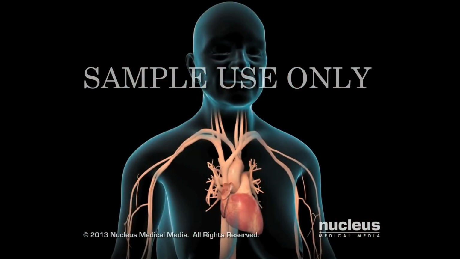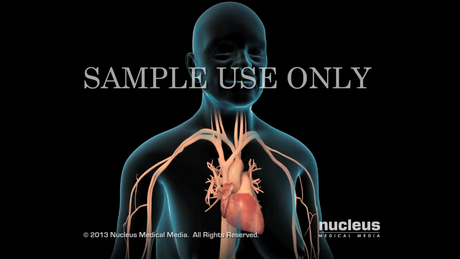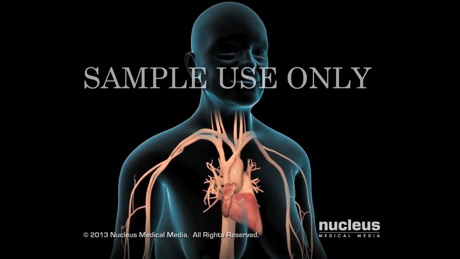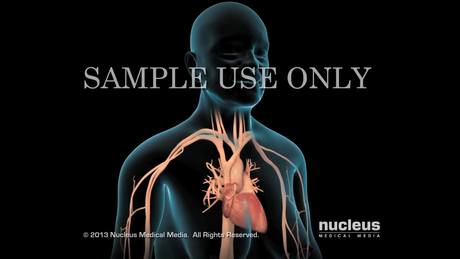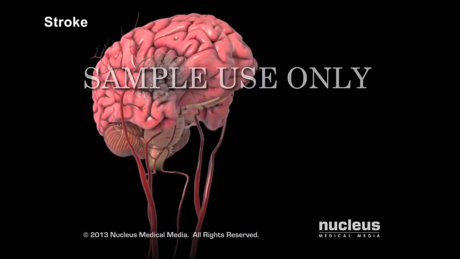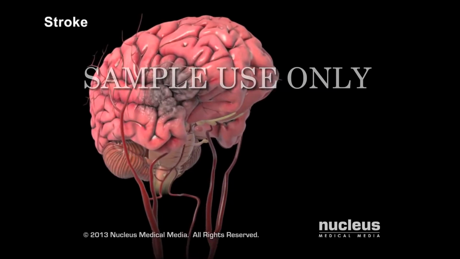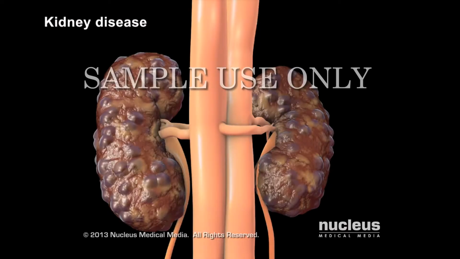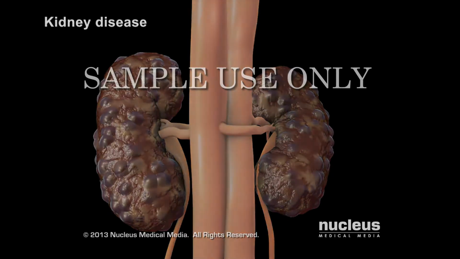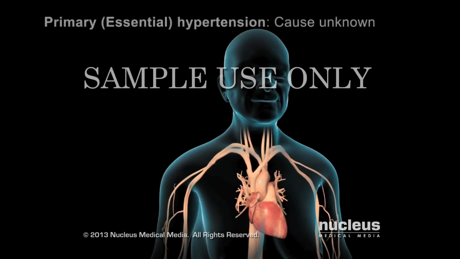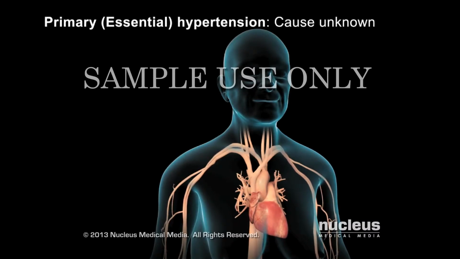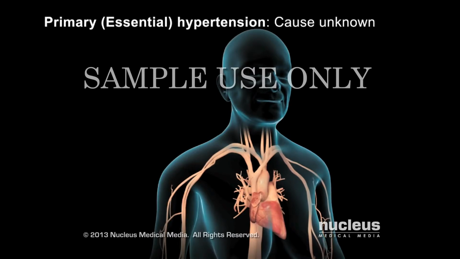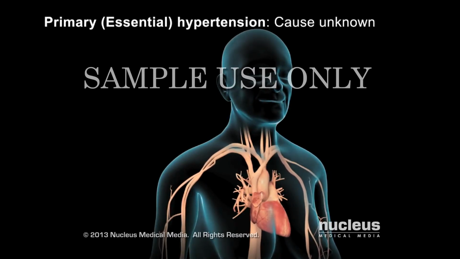Damage to your arteries raises your blood pressure even more by making your heart beat more forcefully. Artery damage and reduced blood flow lead to conditions such as a stroke, heart attack, or kidney disease. In most cases, the cause of high blood pressure, or hypertension, is unknown. This type of high blood pressure is called primary or essential hypertension.